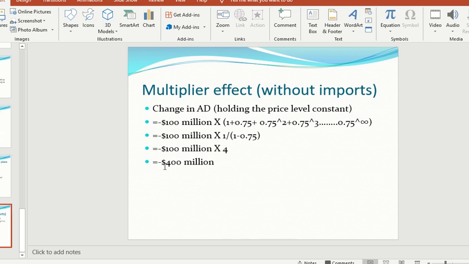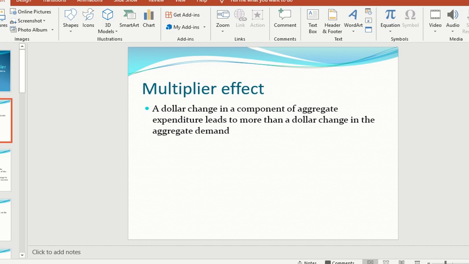So that means at the end, when Google cuts its investment by $100 million initially, the aggregate demand would decrease by $400 million. When you look at this story, what does this 0.75 represent? Let's recall the story. It is the marginal propensity to consume, the MPC. Okay, so now we can go back to our PowerPoint slides.